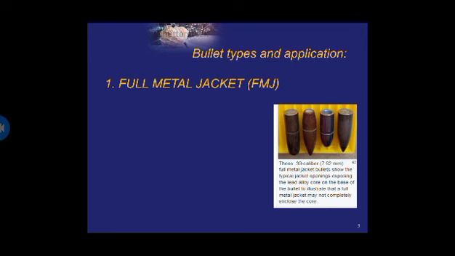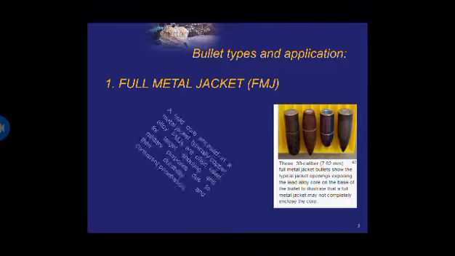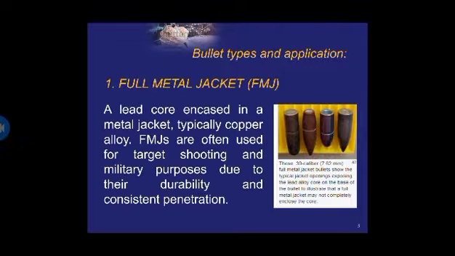Bullet types and applications. There are numerous types of bullets, each designed for specific purposes. Number one is the so-called full metal jacket, or the FMJ. FMJ: a lead core encased in a metal jacket, typically copper alloy. FMJs are often used for target shooting and military purposes due to their durability and consistent penetration.